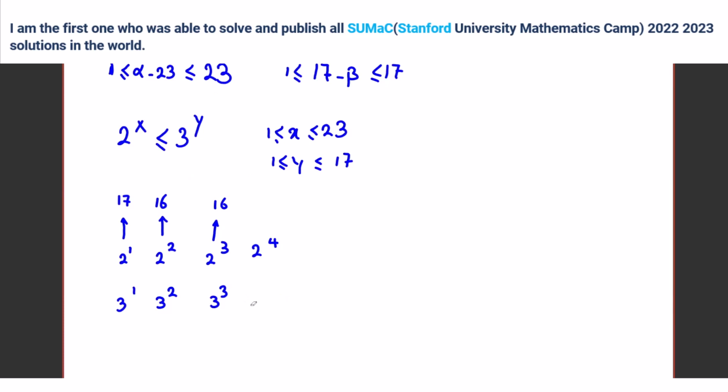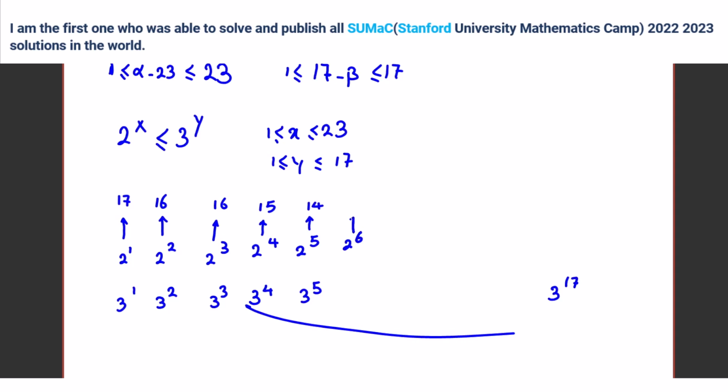2 to the 4, it will be from 3 to the 3, 3 to the 4, 3 to the 5. So 2 to the 4 is what? 15. Yes, because it will be from here, from 3 cubed, right? 2 to the 5 is what? 14, from here. For 2 to the 6, again 14. For 2 to the 7, it is 13.